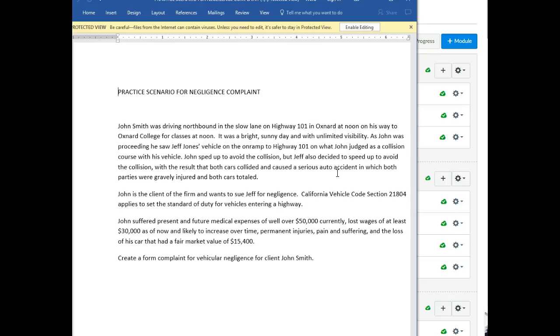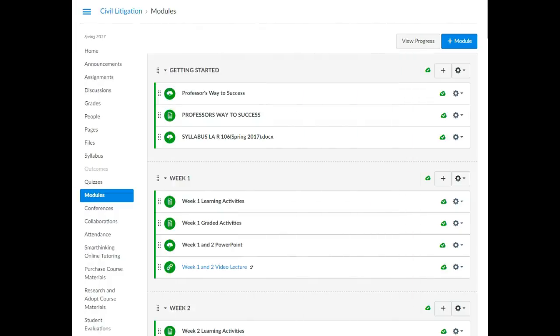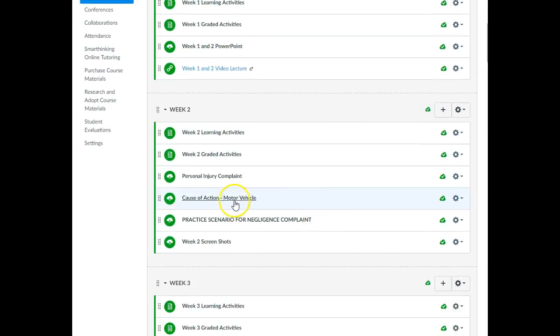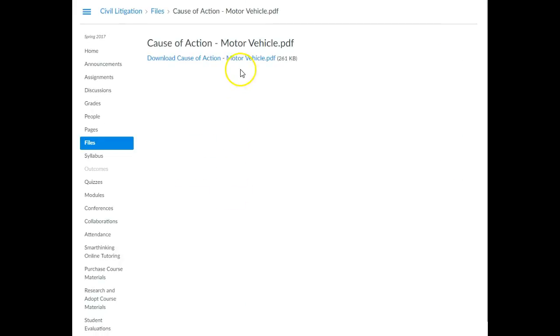Now create a form complaint for vehicular negligence for John Smith. So that's the scenario we're going to use in putting together this complaint. It's a similar auto accident case, and so you'll have a similar way in which you're going to put the allegations into the complaint. So you should know when we do this that you're going to see where to put information for your scenario as well as for this one.